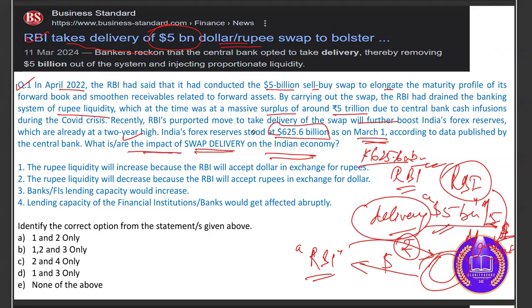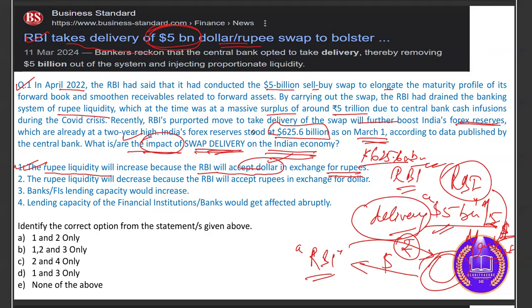So, what is the impact? The question is asking about the impact of swap delivery on the Indian economy. So, the rupee liquidity will increase because RBI will accept dollar in exchange of rupee. This is the definition of delivery actually. The rupee liquidity in the market will increase when RBI is accepting the $5 billion, and it will further boost the RBI's forex reserve. All right. So option one is correct.